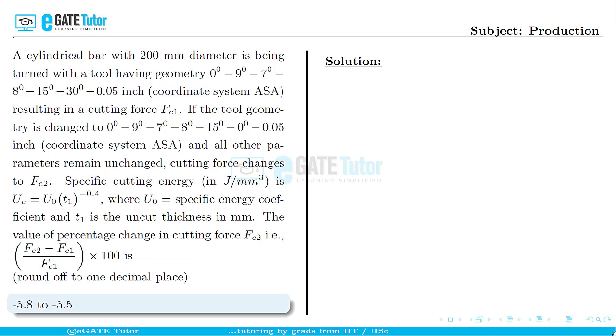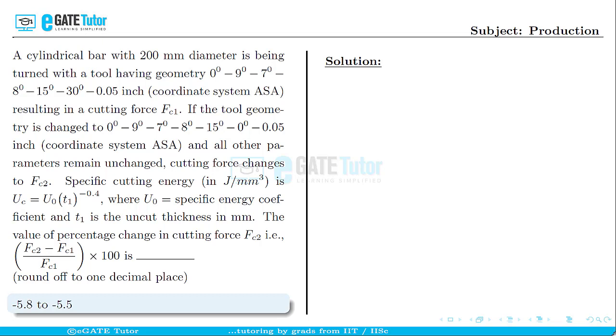Specific cutting energy in joule per mm cube is UC is equal to U0 into T1 power minus 0.4, where U0 is the specific energy coefficient and T1 is the uncut thickness in mm. The value of percentage change in the cutting force, that is FC2 minus FC1 by FC1 into 100, is. For this numerical answer type question, we need to round off the answer to one decimal place, and the accepted answer range is minus 5.8 to minus 5.5.